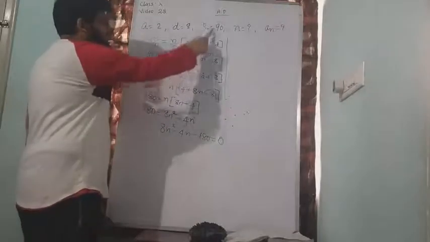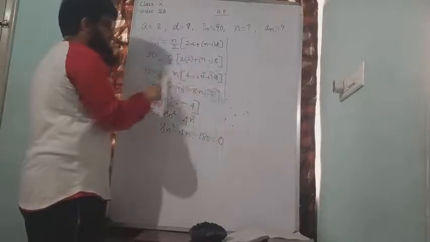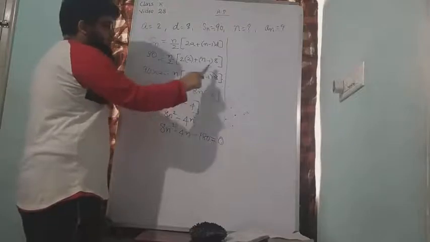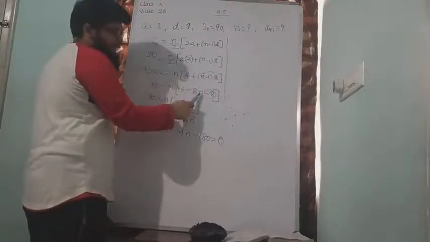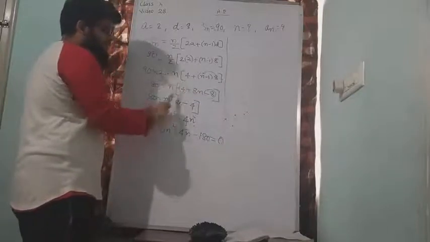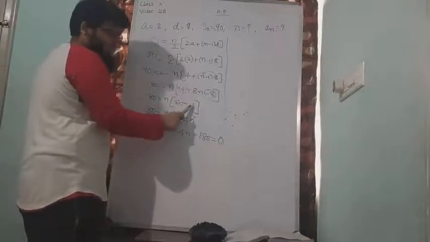Sn value is 90 is equal to n as it is divided by 2. You substitute the values. 9 2s are 180 n. Now 2 2s are 4. Now you multiply 8 with n minus 1. 8 into n is 8n, minus 8 ones are 8. Now 180 is equal to n. 8n you can write as it is. Plus 4 minus 8 will be minus 4.